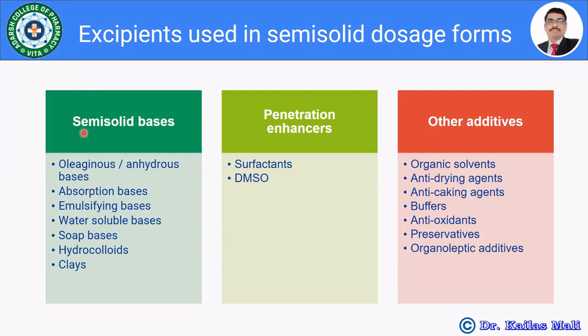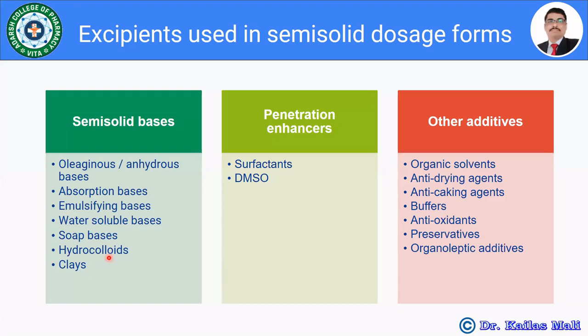The very first one is the semi-solid bases. The second one is the penetration enhancer, and the third one is the other additives which are used to prepare the semi-solid dosage form. The semi-solid bases are oleaginous or anhydrous bases, absorption bases, emulsifying bases, water soluble bases, soap bases, hydrocolloids, and the clays. These are some of the semi-solid bases which are used to prepare the ointment, gel, paste, and creams.